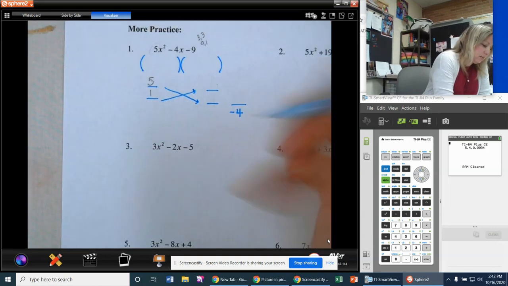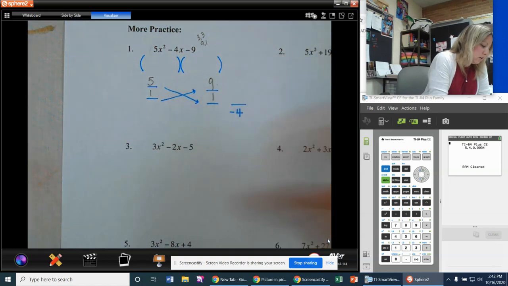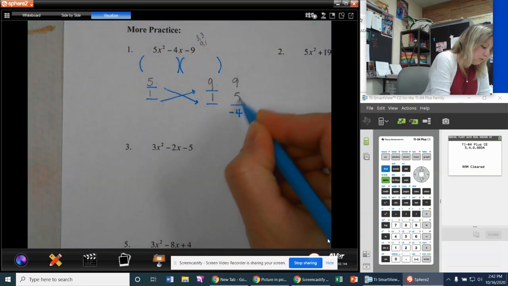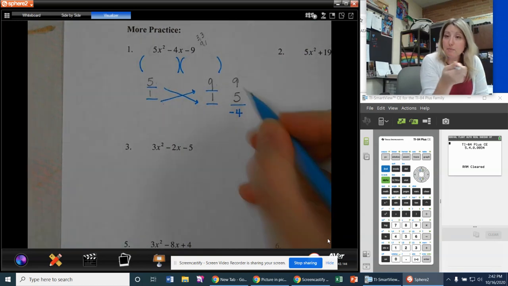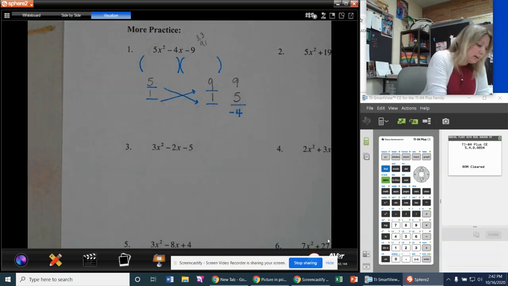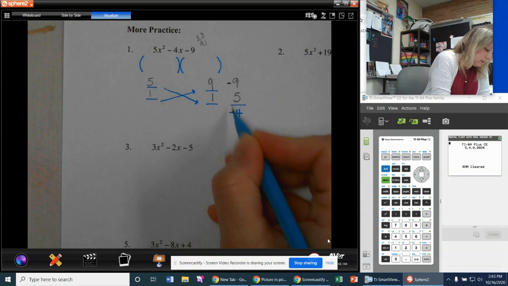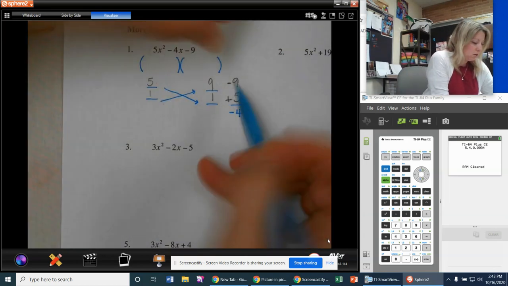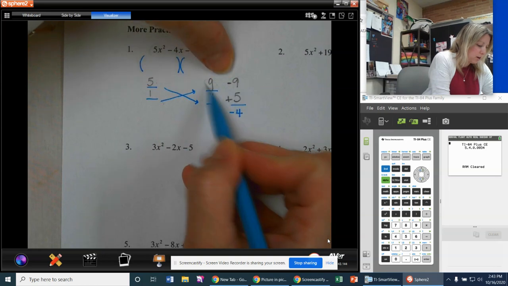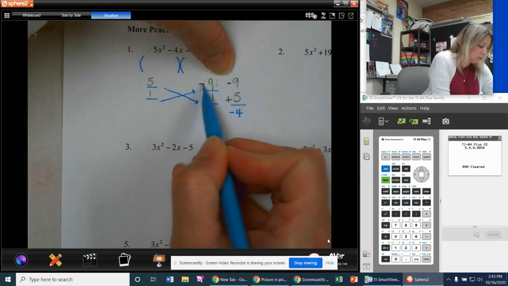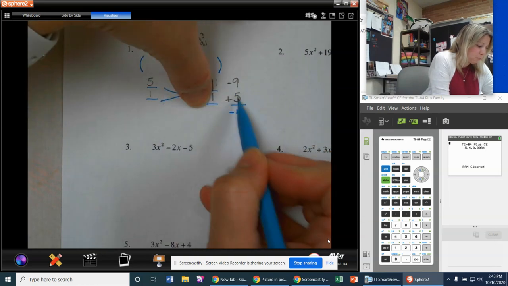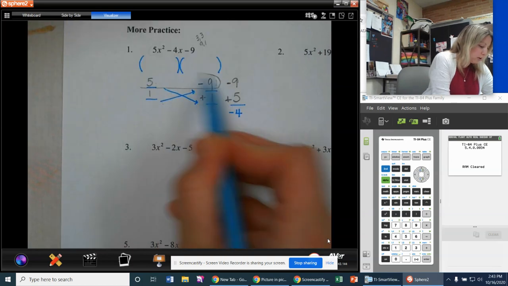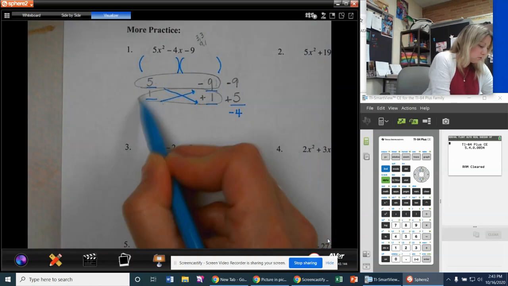Flip it around. 1 times 9 is 9. 5 times 1 is 5. Oh, 9 minus 5 is 4. So if I want a negative 4, that means I just have to have the 9 be negative and the 5 be positive. And now, okay, so the 9 came from right here. Scooch that sign over. The 5 came from right here. Scooch that sign over. And now you fill your binomial straight across.